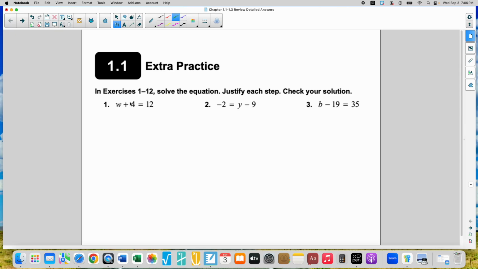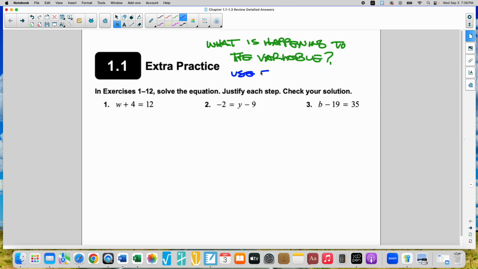And now we have to ask the question, what is happening to the variable? Well, what's happening to this variable W? 4 is being added to it. So we're going to use the inverse operation. Use the inverse operation. That's the key word. So the inverse of adding 4 would be subtracting 4.